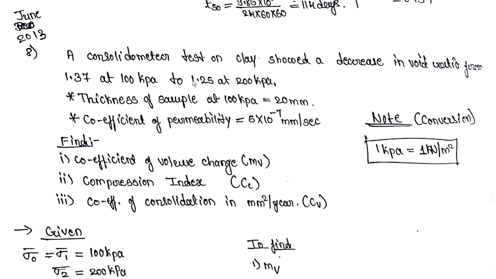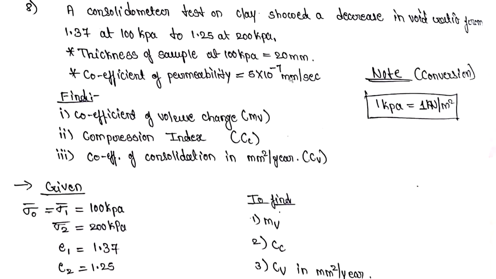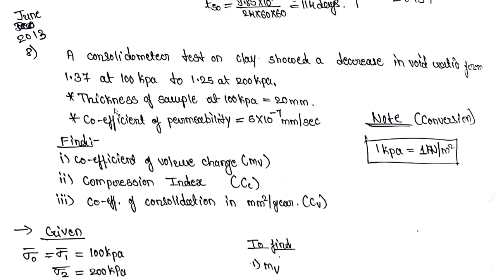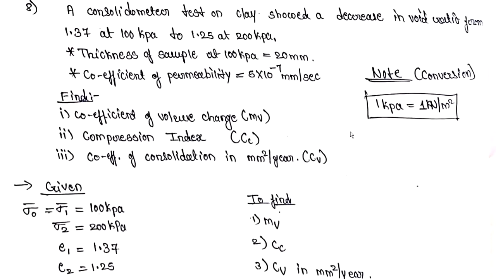Now thickness of the sample at 100 kPa is 20 mm. Coefficient of permeability is 5 into 10 to the power minus 7 mm per second. So initial thickness only we have to consider. In case they give thickness of a sample at 200 kPa, don't consider that. Initial thickness only we have to consider.